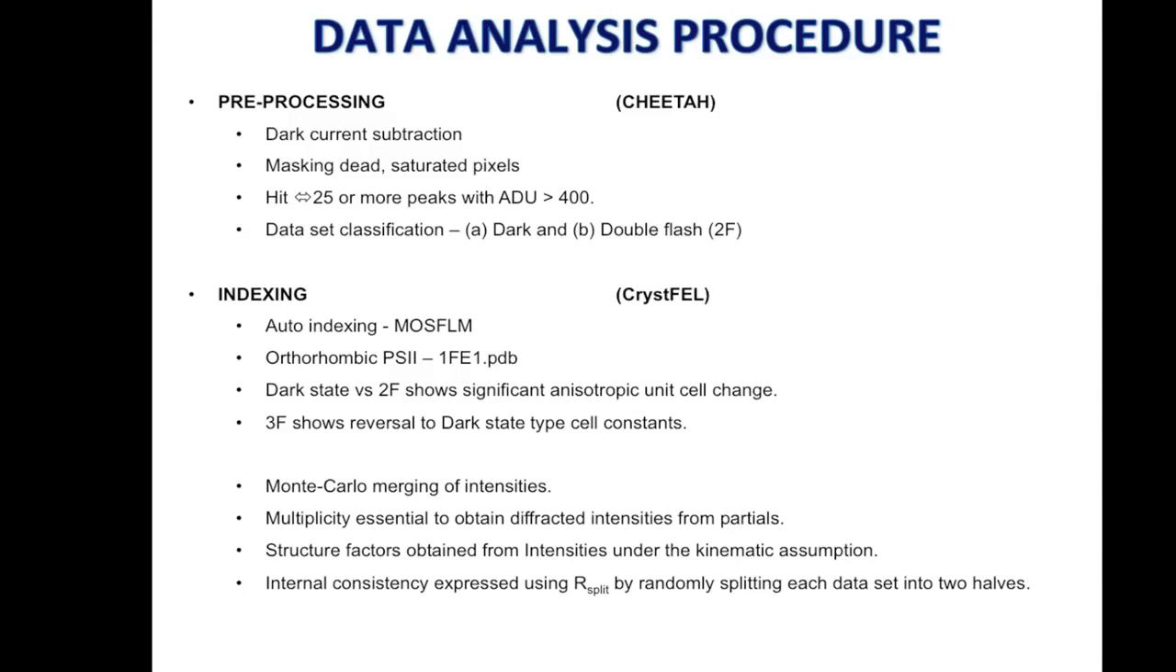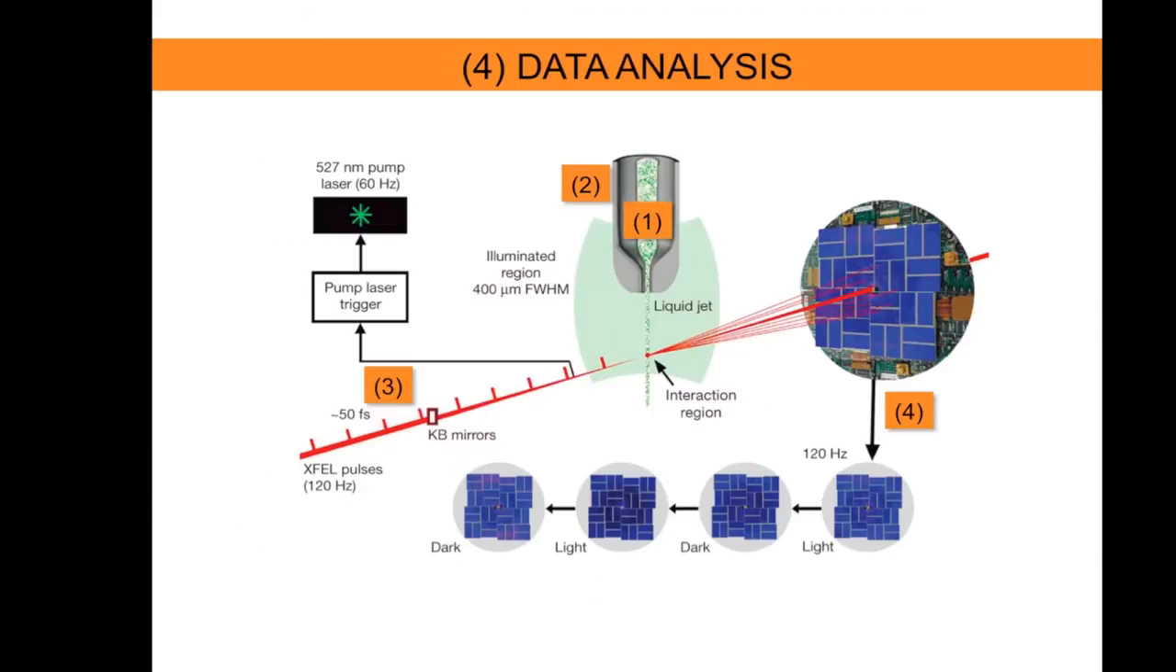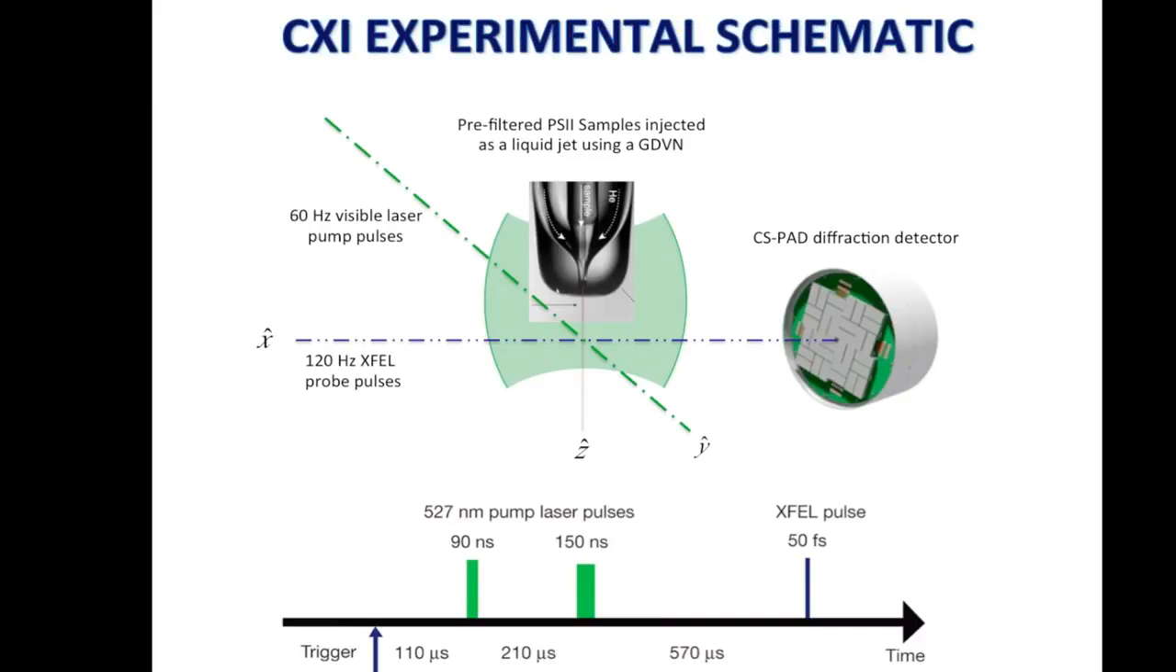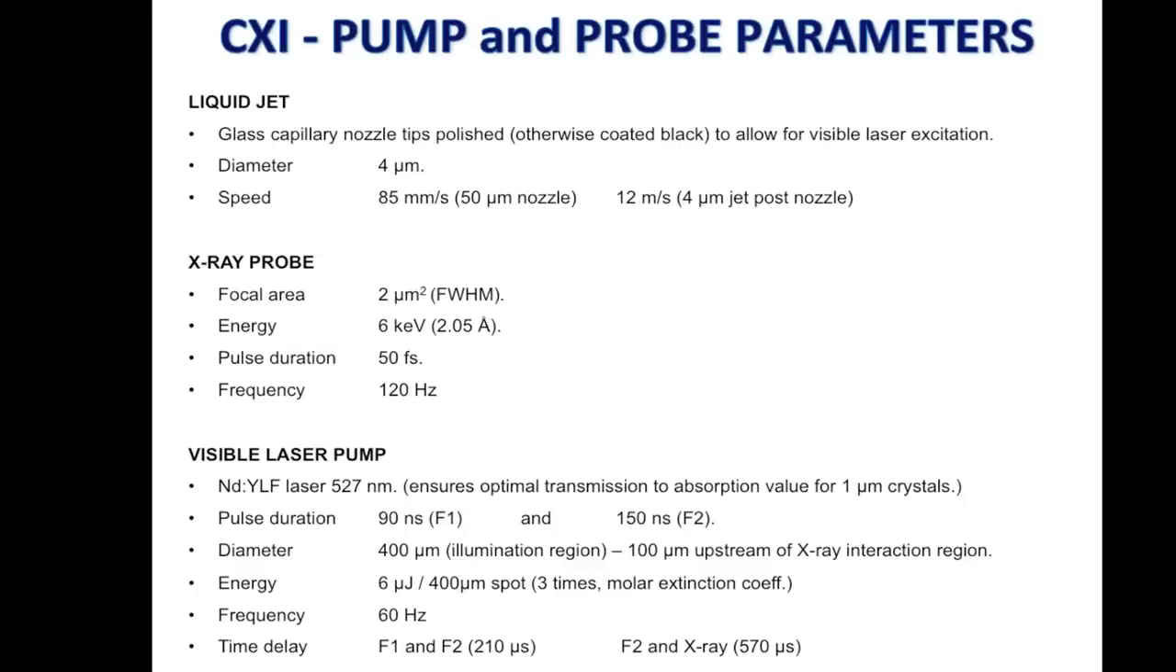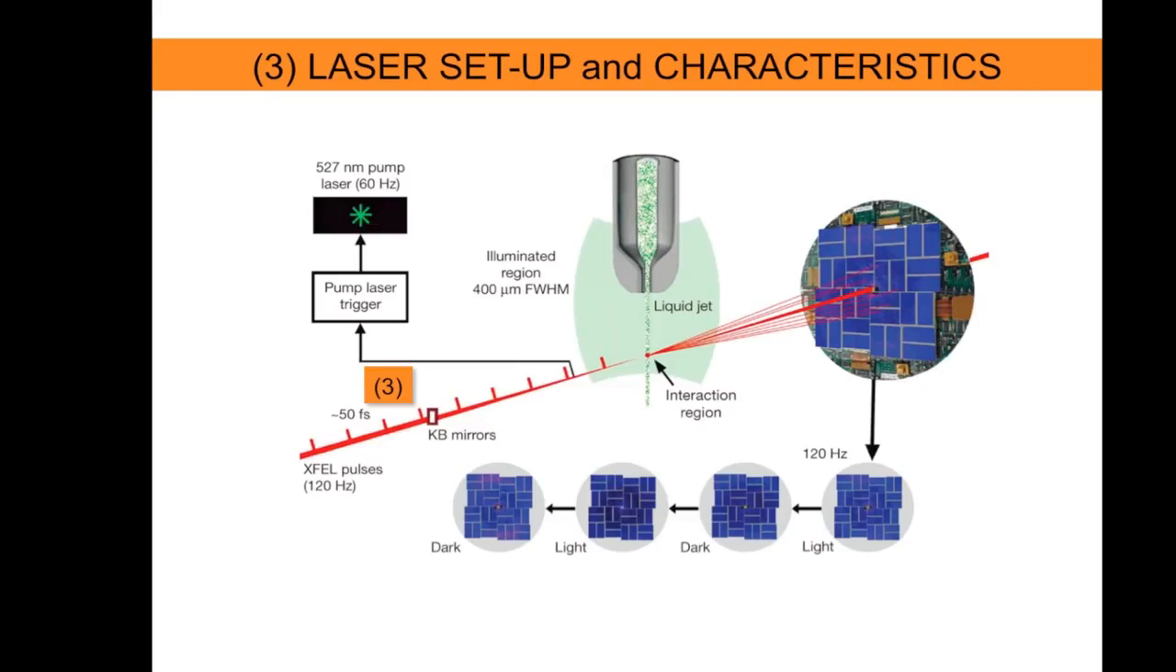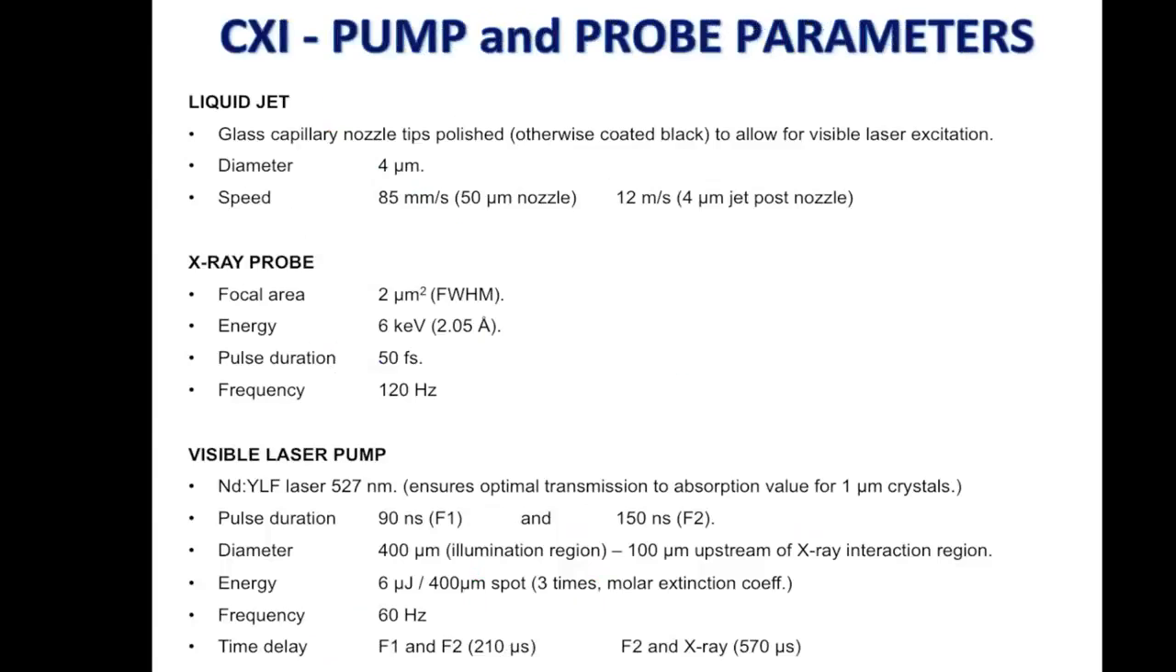Because this is a time-resolved experiment where we want to compare the ground state, which is dark, and the double-flash excited state, you can easily separate those because the experiments alternate in scheme, as mentioned here. One of the pulses, the X-ray pulse, happens at 2 times the frequency, and the pump pulse happens at half the frequency. So every alternate pattern that we get is from the excited state.